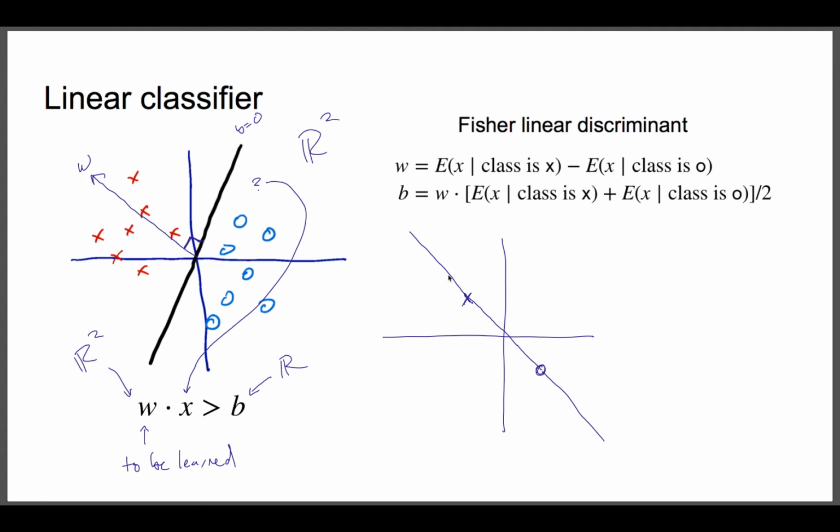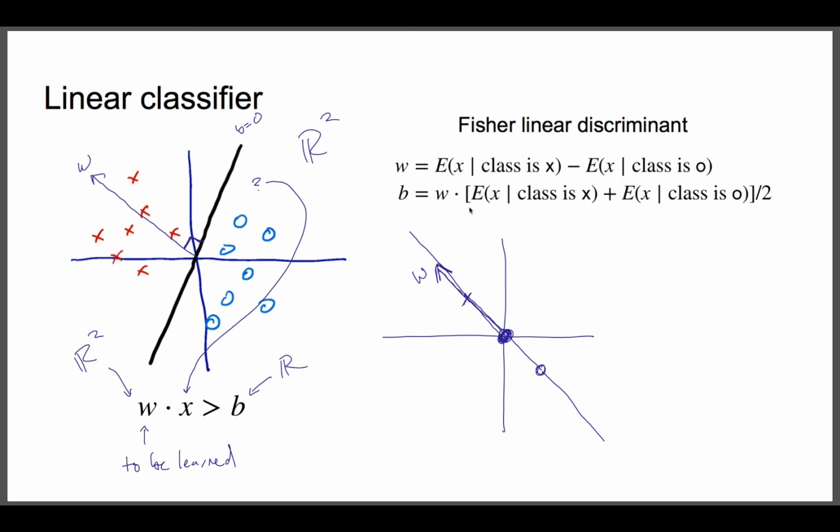And I can take W to be a vector in the direction pointing towards the x mean, right? The x mean and the O mean. So I've just got W then pointing in this direction, like that. So we'll call that W. And then we take B. Well, so here what I've got is the mean of the means, right? That's the point halfway between the means. So I'll just draw that point right there.